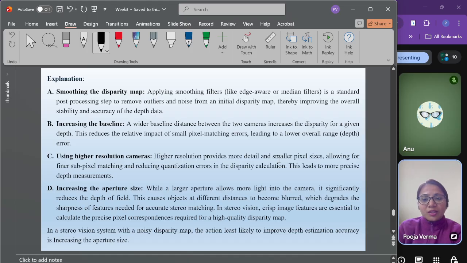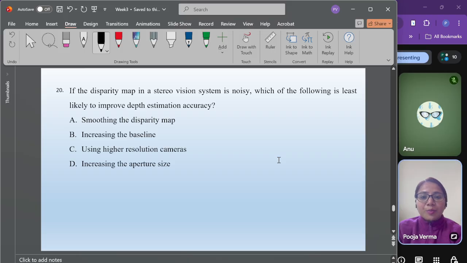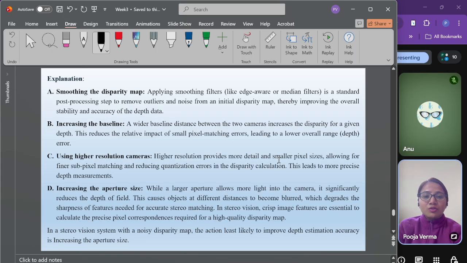So option E is smoothing the disparity map. Applying a smoothing filter like a median filter is a standard post-processing process. Already we know that this step removes outliers and noise from the initial disparity map, thereby improving the overall stability and accuracy of the depth data. So the question is, if the disparity map in the stereo vision system is noisy, which of the following is least likely to improve depth estimation accuracy? Here we need to improve the depth estimation accuracy, so that is also not a correct option.